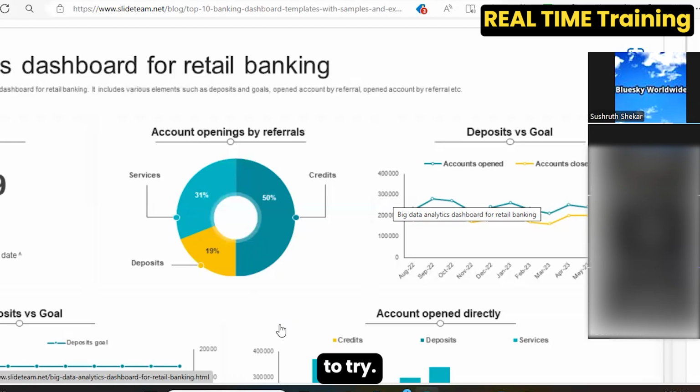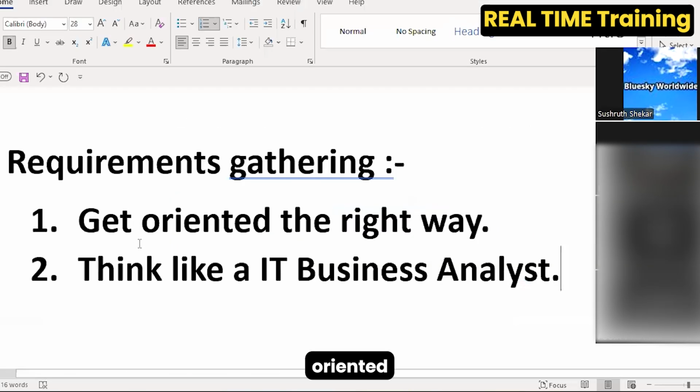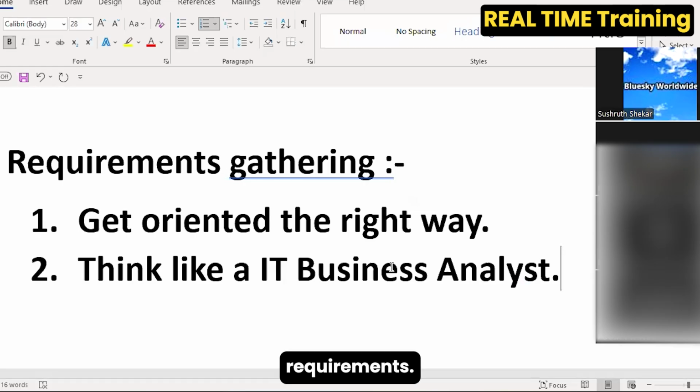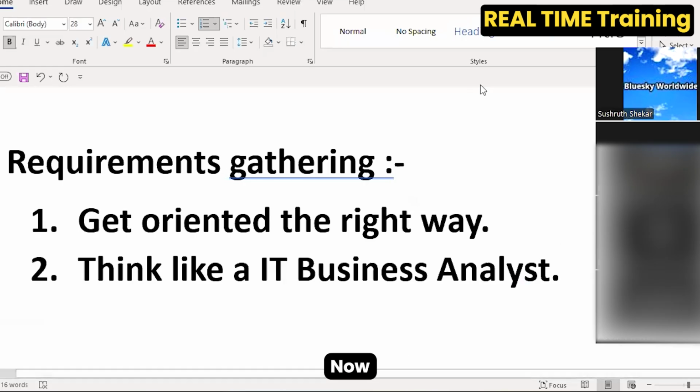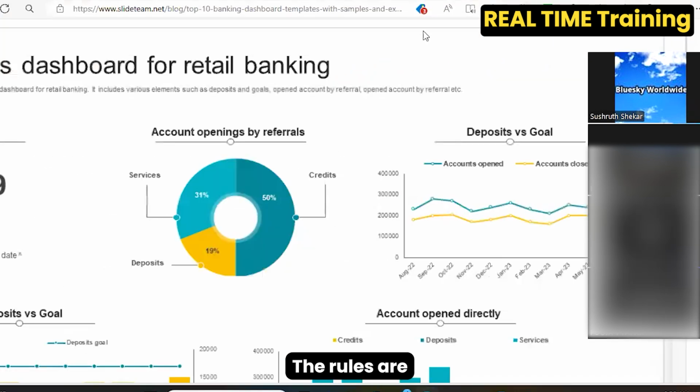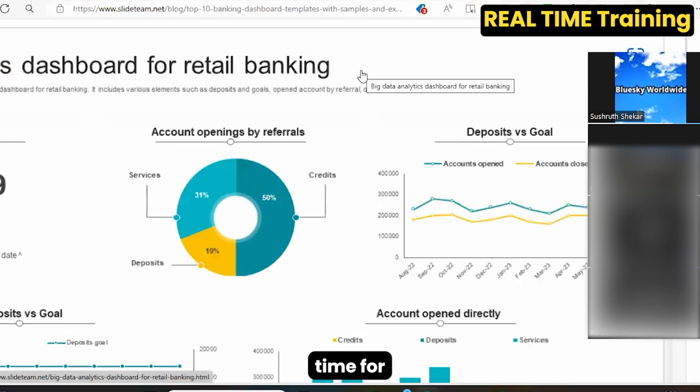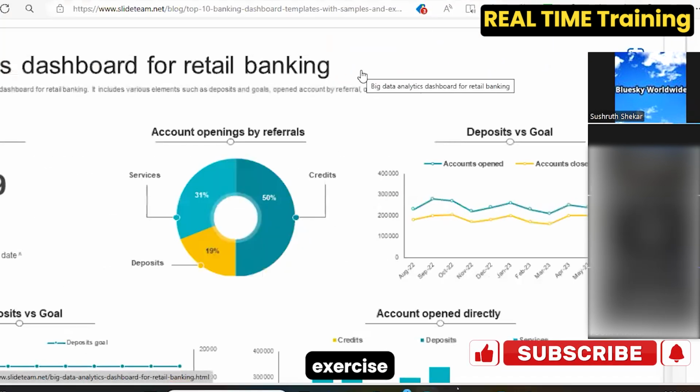First, I want you to try, like I said, get oriented the right way. Think like an IT business analyst. I want the mental muscle to work. Once one participant tries, then I'll tell what questions I will ask. That way, you will know how to deal with the requirements meeting in real time. Okay. Now, the exercise is clear, right? The rules are clear, right? I'll tell it one more time for Pooja, but for others, the exercise is clear, correct?